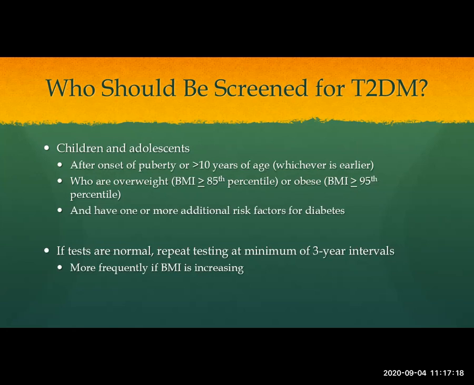So in terms of who should be screened for type 2 diabetes, the recommendation from the American Diabetes Association is to screen children and adolescents who have either started puberty or are older than 10, whichever comes earlier, who are overweight or obese, meaning a BMI greater than the 85th or the 95th percentile, and who have one or more additional risk factors for diabetes, which we'll talk about on the next slide. So this is the general population that it's recommended to screen for type 2 diabetes.